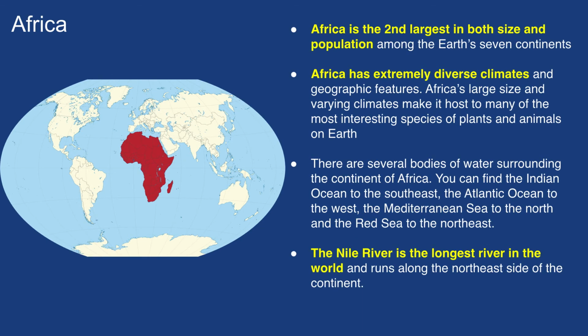Then we have Africa, which is the second largest in both size and population. It has, again, extremely diverse climates and geographic features. Its large size and varying climate makes it host to many of the most interesting species of plants and animals on Earth, some of which I don't know if I really want to ever run into. And there are several bodies of water surrounding the continent of Africa. You can find the Indian Ocean to the southeast, Atlantic to the west, Mediterranean Sea to the north, and the Red Sea to the northeast. In Africa, you have the Nile River, which is the longest river in the world, and it runs on the northeast side of the continent.